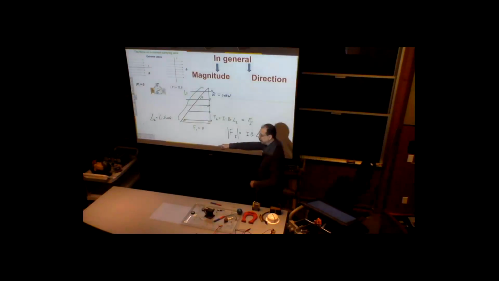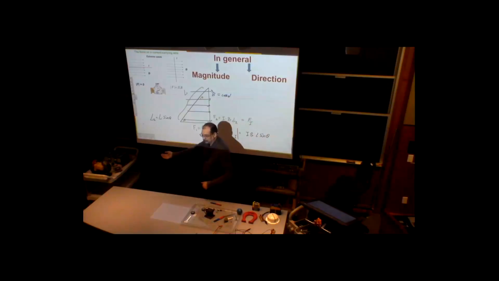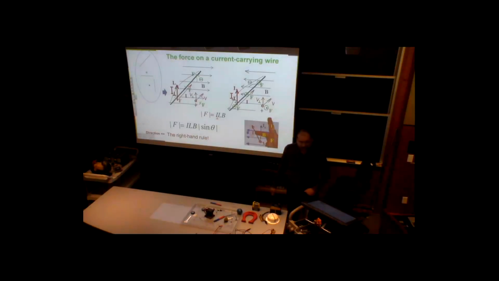Well, the direction comes from this experiment. We know the direction in this experiment was up. We know how current travels. We know the magnetic field. Turns out that magnetic field, current, and force are always related by the right hand rule. This is the right hand, right, not left.